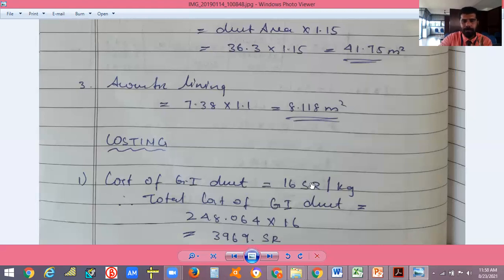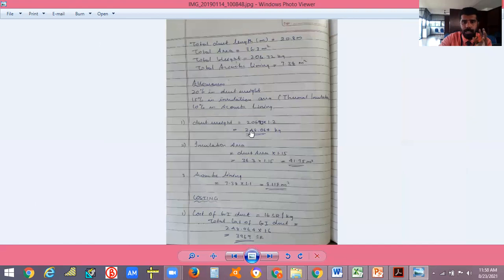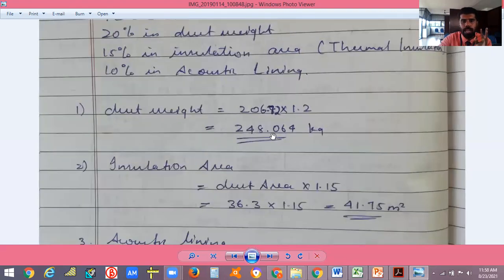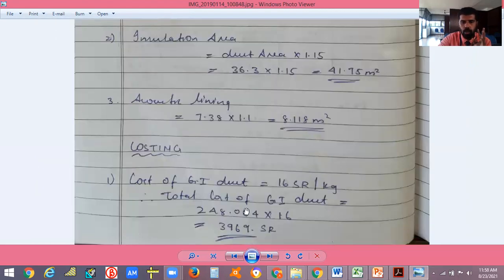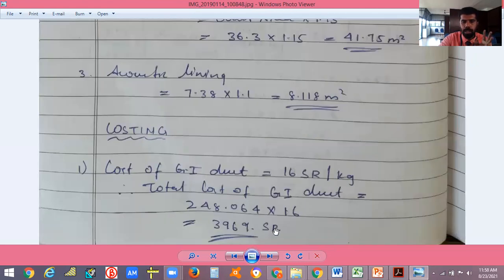So the cost of a GI duct is 16 Saudi Riyal per kilogram. This is an old rate, it may change right now, okay? So 16 Saudi Riyal per kilogram. So what is our total kilogram for the duct, including allowance? Duct weight is 248.064. So 248.064 into 16, you'll be getting 3969 Saudi Riyal. That is the cost of the duct.